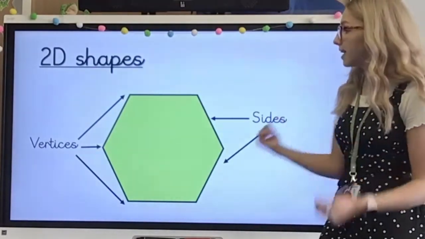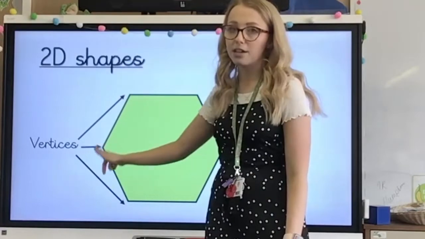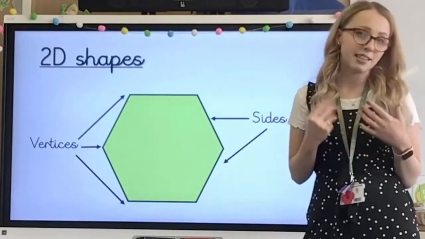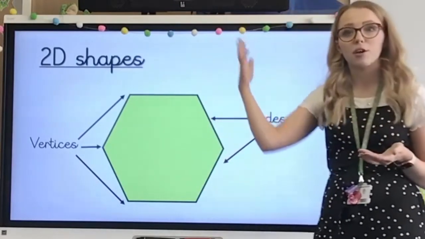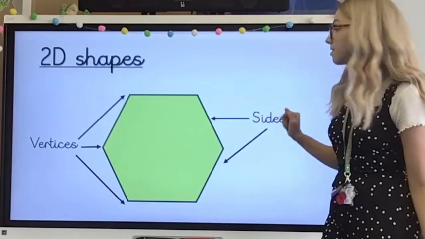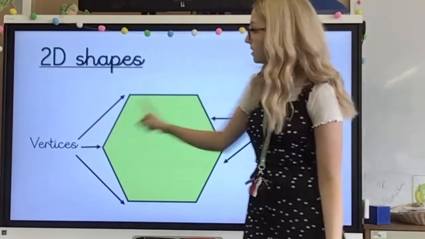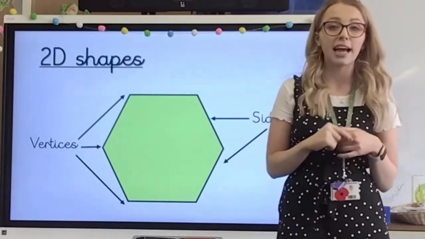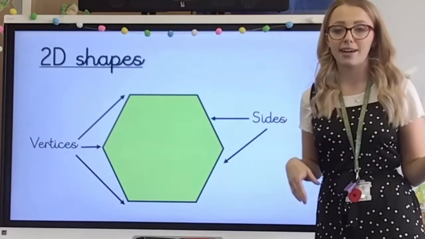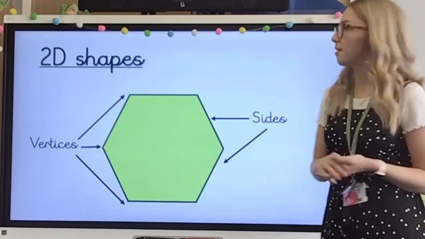So here we can see that the vertices are the corners, and we're going to be encouraging the Year 2s to use the word vertices instead of corners, just as they're moving up the school. We'll also be teaching them that the edges are called sides. So for 2D shapes we have vertices and sides, and they'll be learning how to identify different 2D shapes by knowing which ones have which amount of sides and vertices.